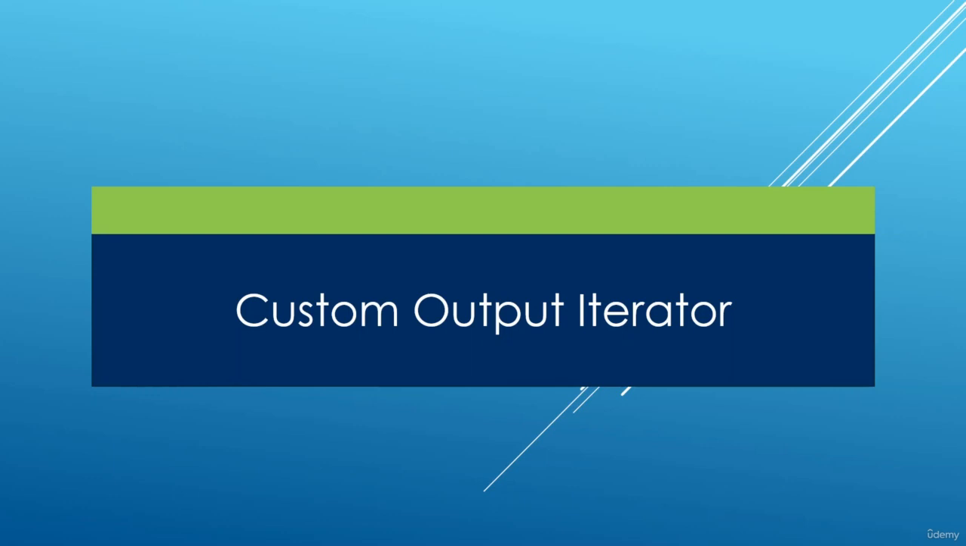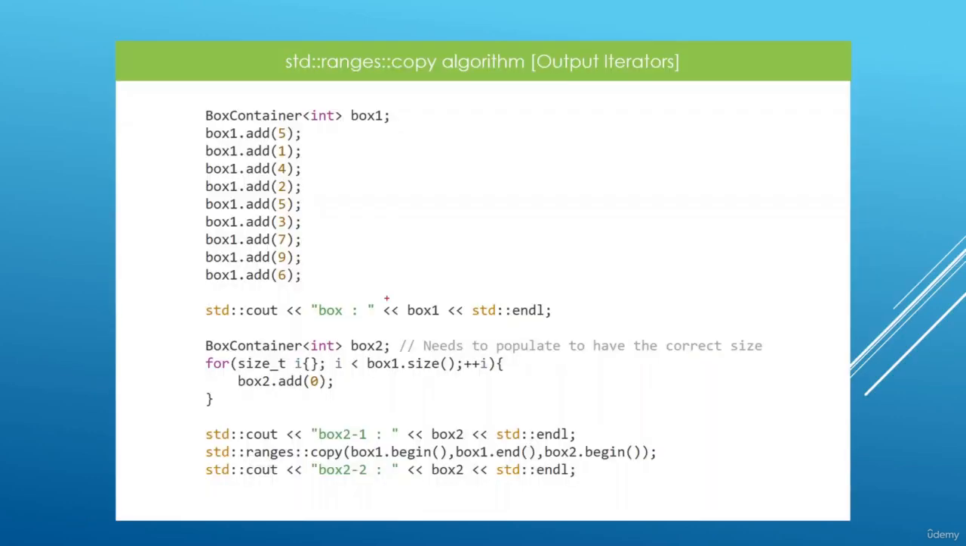In this lecture, we wanted to try our box container class with algorithms that expect output iterators. And we are going to be using the copy algorithm as a use case here. So we're going to set up a box container object, nothing complicated here. We're going to print that out.